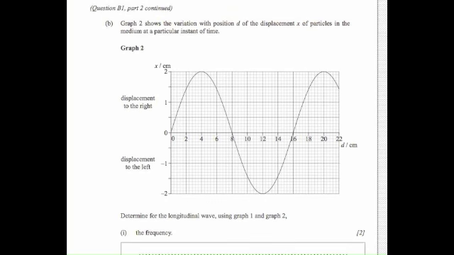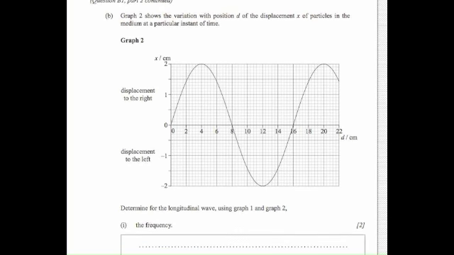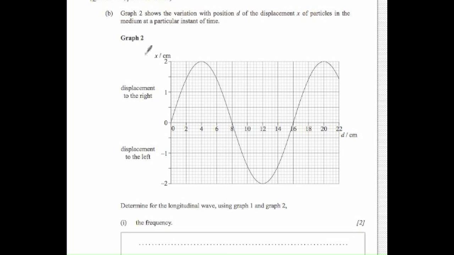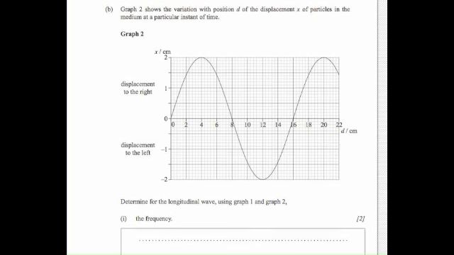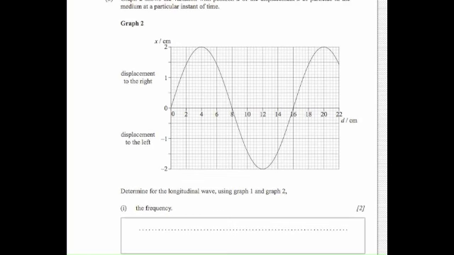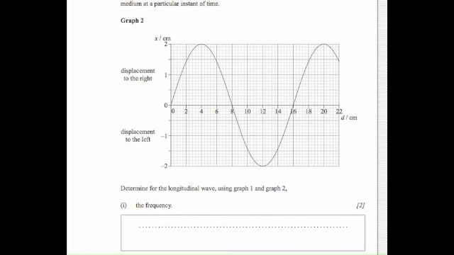Now here's a second graph. And this one's not a displacement time graph, this is a displacement distance graph. It's a snapshot of the wave at a particular moment in time. So from this graph, or from the two graphs, first we need to find the frequency. We can't find the frequency from this graph because there's nothing to do with time on this graph.